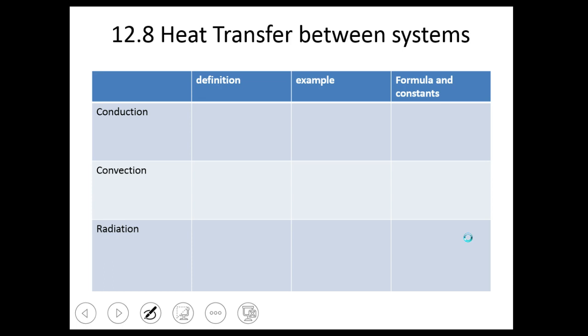All right, so we're going to talk about methods of heat transfer, and there are three methods. There's conduction, convection, and radiation, and you might remember these from high school or middle school at some point. What I want you to do is go ahead and draw this table, and I want you to find in your book the definition, an example, and a formula, or any relevant constants that relate to these. Go ahead and pause the video and do that, and I'm going to continue along.